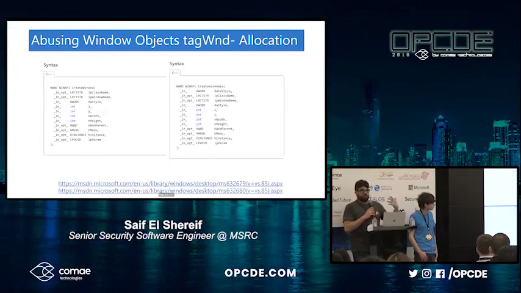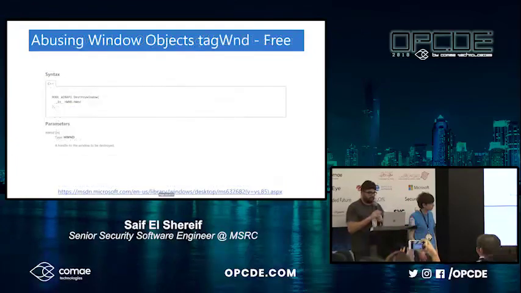These are user mode functions, meaning that you can call them from any application in user mode, from a low privileged user, and it will create some structure in kernel without any interaction. And these tagWND structures can be freed using the DestroyWindow function.